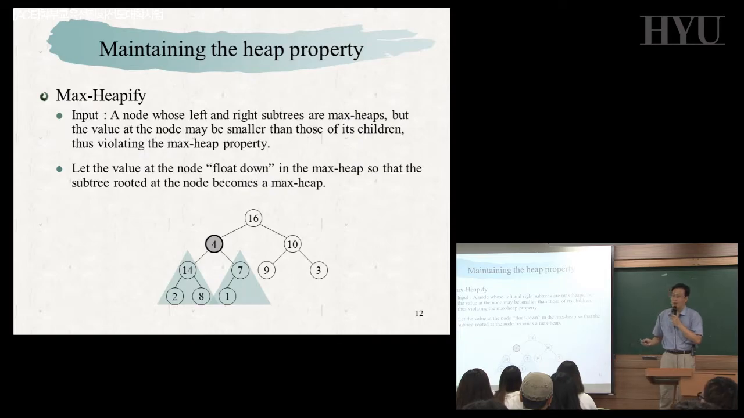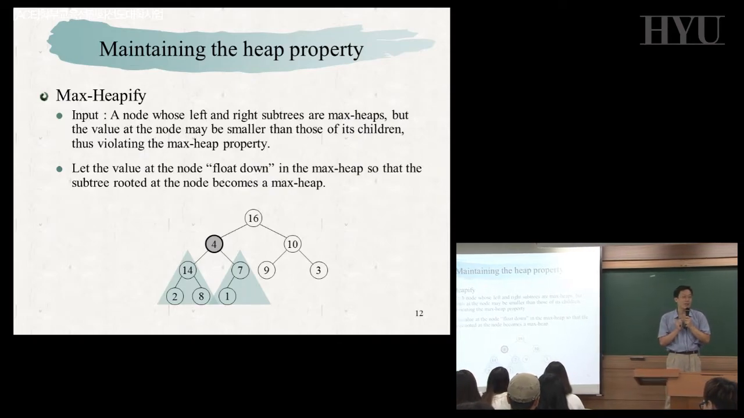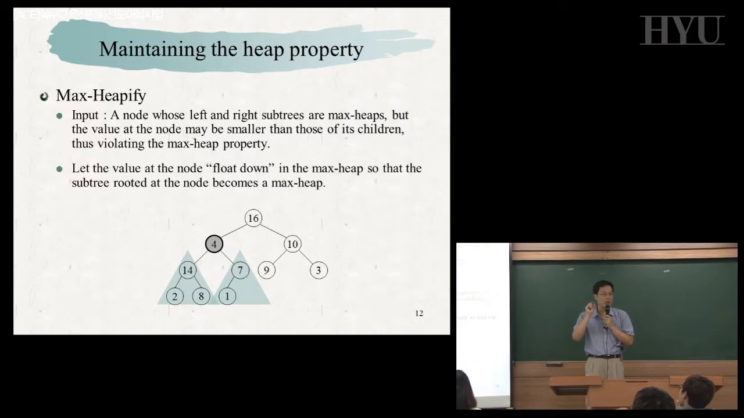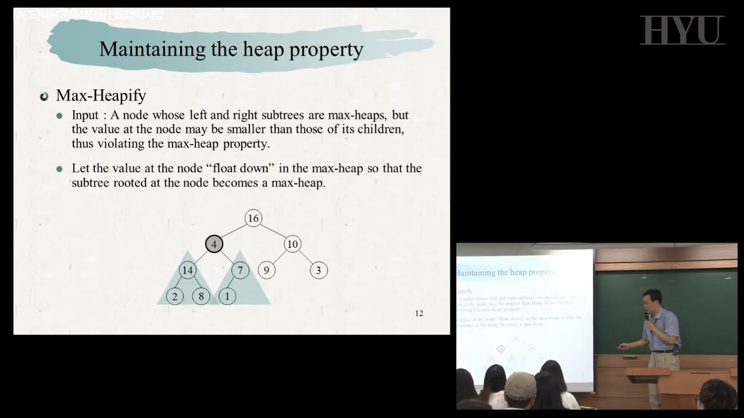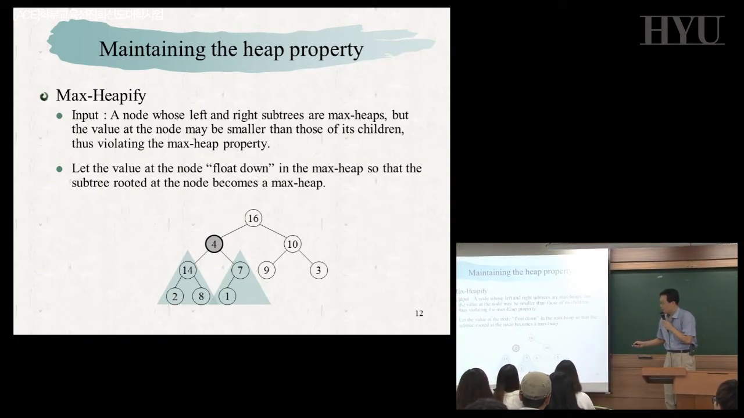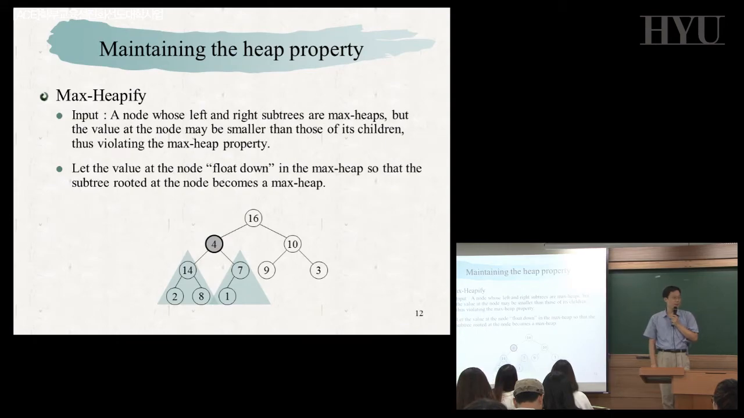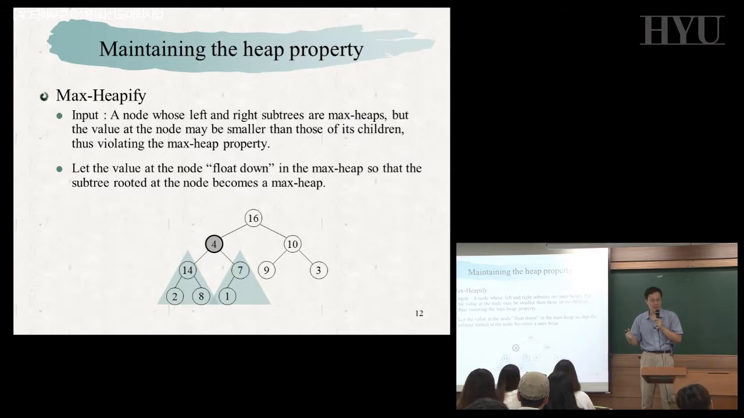But there can be a violation between the root and their children, like this. So 4 is smaller than 14 and is smaller than 7. So this is the input. And this is very important. Their subtrees should be max heaps. Let me explain why it is important later this class.